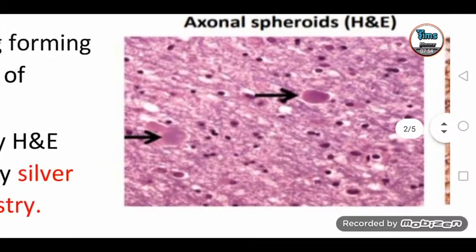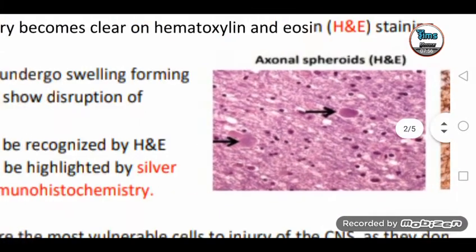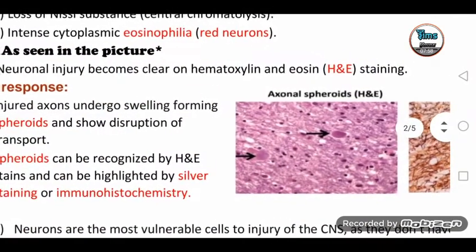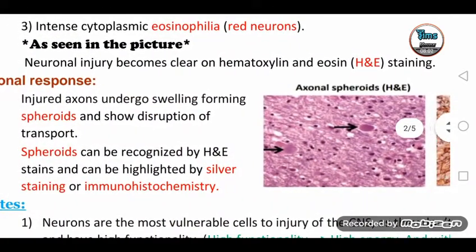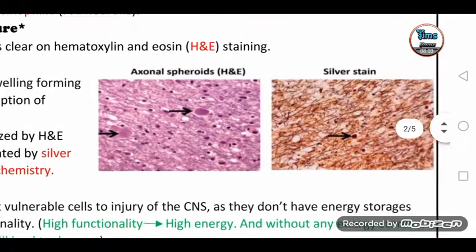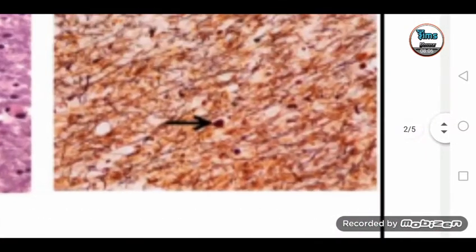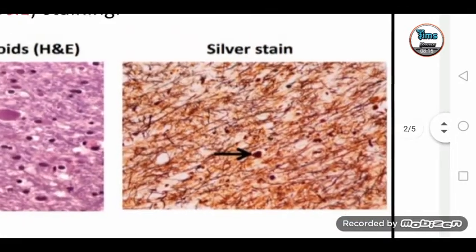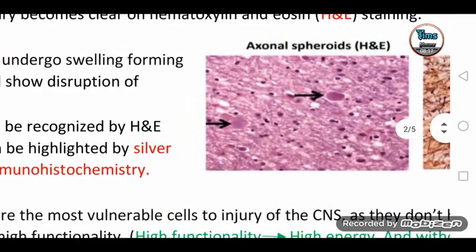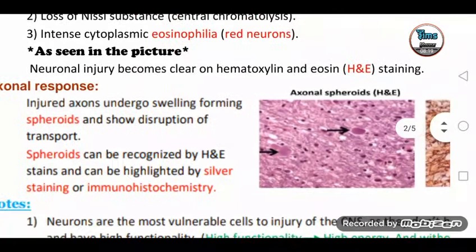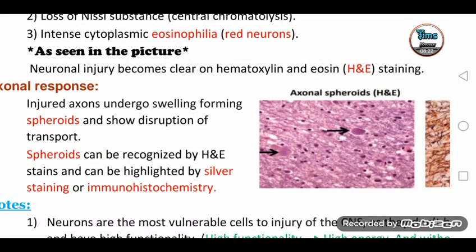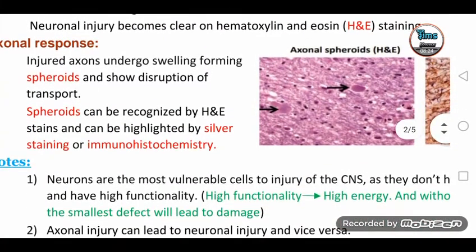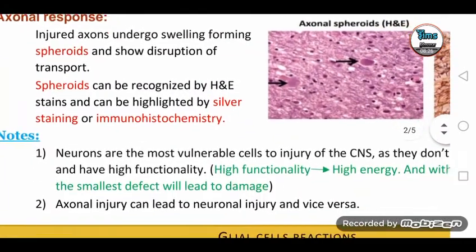Okay, there are other stains, of course, that we can use to observe these axonal spheroids, including the silver stain in this second picture. As you can see, this axonal spheroid pointed at by this arrow is a little bit more clear than the previous one. We can also use any other stain like the immunohistochemistry stain. Okay, so this was the axonal response.